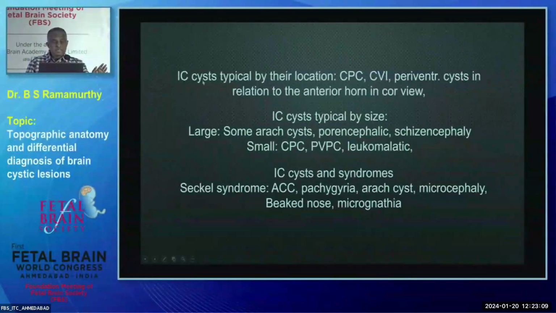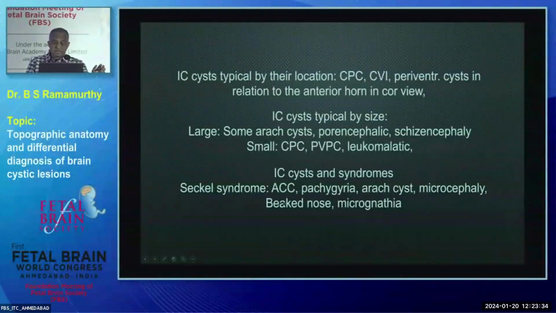So cysts can be typical by their location. Example, a choroid plexus cyst, CSP cyst, or a periventricular cyst. They can be typical by size. Some arachnoid cysts are large, porencephalic cysts are large, schizencephalies, you can see some of them are large, and so on and so forth. Some of them are small, for example, PVPCs, CPCs, and leukomalacic cysts. And some cysts are associated with syndromes.